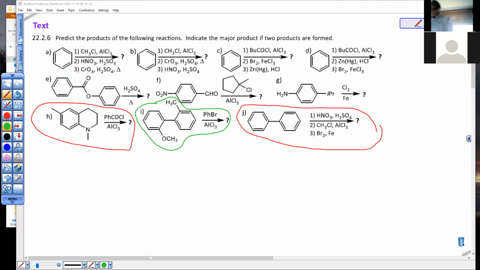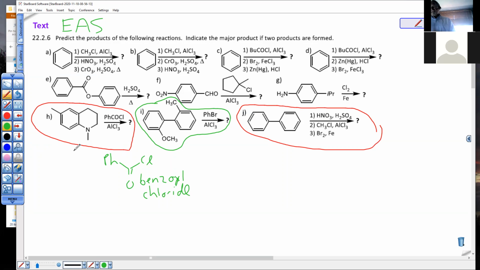We're going to predict products of this type of reaction, and these are all chapter 22 electrophilic aromatic substitution reactions. So the reactant here, phenyl carbonyl chloride, is benzoyl chloride. We learned that on our previous test. And it's going to react by creating an electrophile, and we have to look at the benzene.